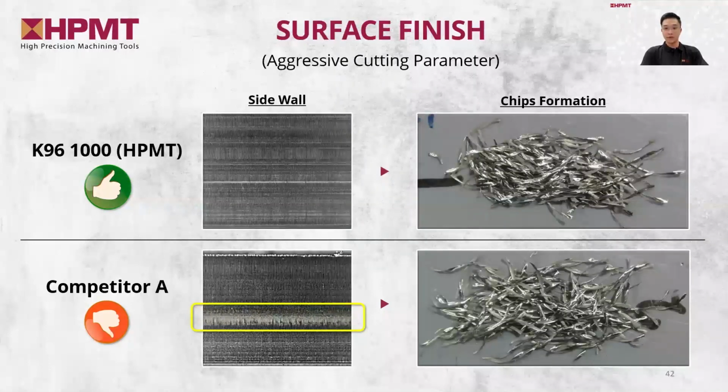The chips formed from our HPMT's K96 are quite even and short, while the chips formed from competitor A are irregular and inconsistent. Also longer as well, I would say.